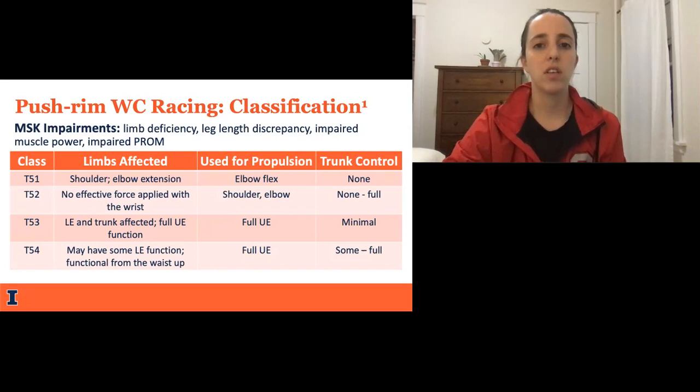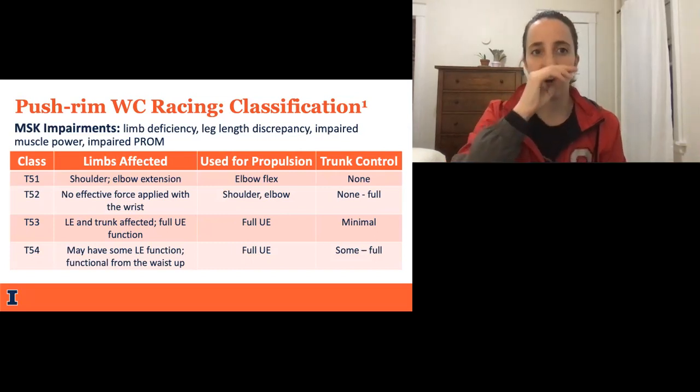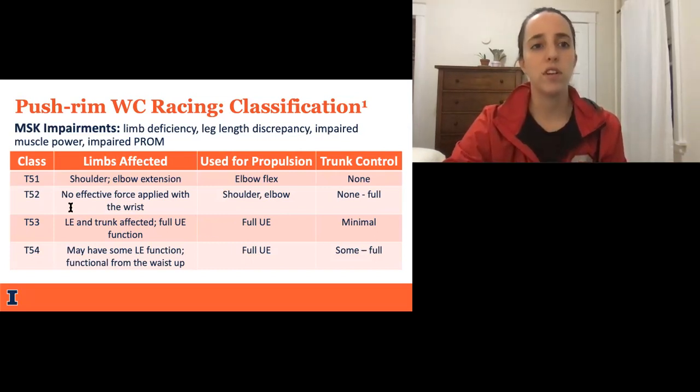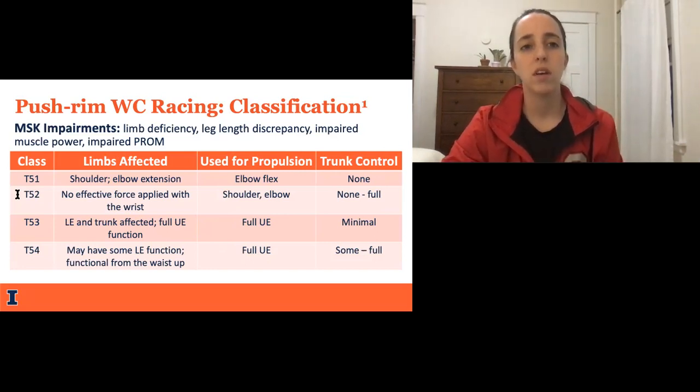And these classifications have kind of evolved in the past 10 to 20 years. This T52 class specifically, as time has gone on, has changed. T52 used to be people with spinal cord injuries who had quadriplegia, and that has kind of evolved into more people with congenital disabilities that have some sort of upper extremity disability.